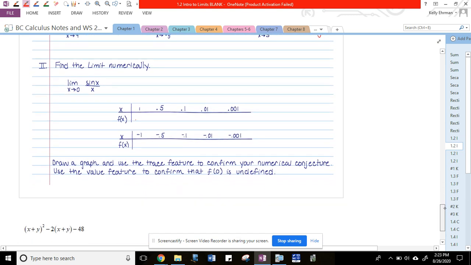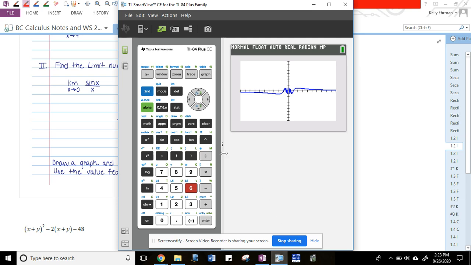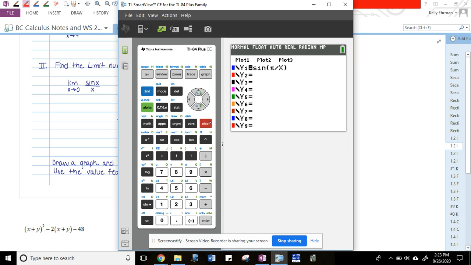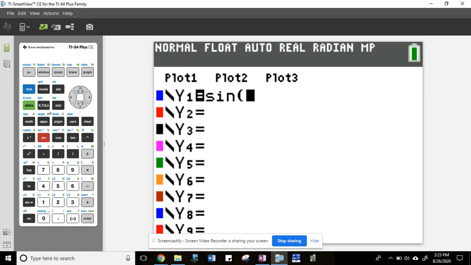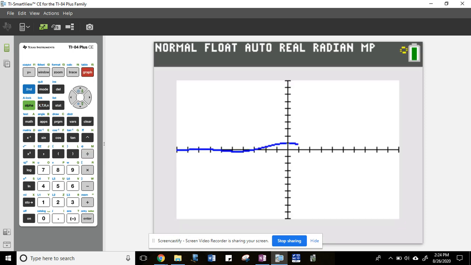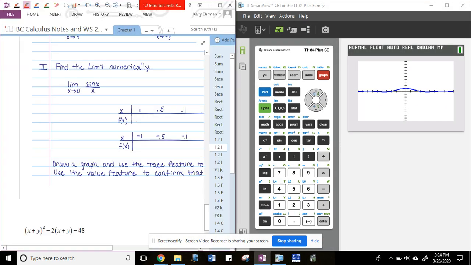Find the limit numerically. You can do this all kinds of different ways. You would do this on your calculator, first of all. You can just type things in, but you should be in radian mode for this. I also want to show you some things on your calculator. So it was sine x divided by x, and my window was pretty zoomed in on the middle there. We want the limit as x is approaching 0.